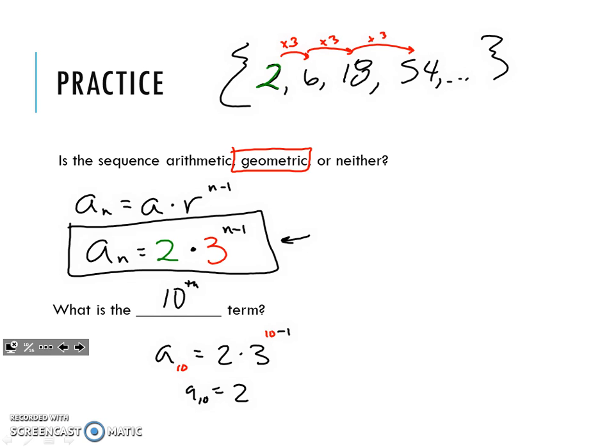And 3 to the 9th power is 19,683. And then I've got to take that times 2. And when I take that times 2, I get 39,366. So that would be our 10th term there. Okay.